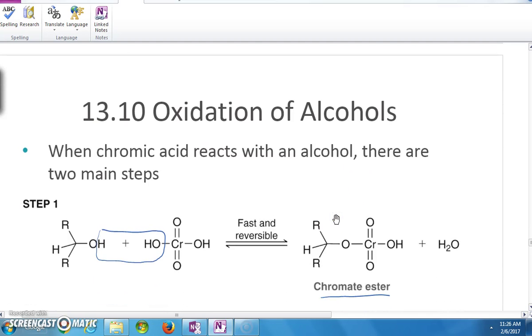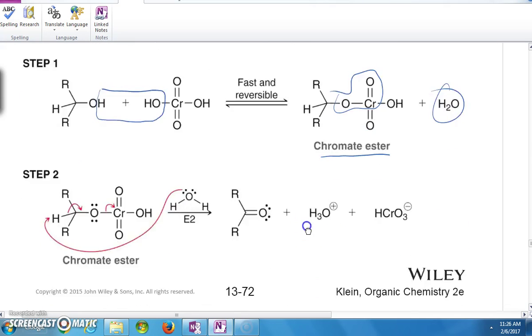Now, when chromic acid reacts with an alcohol, there are two main steps. First is more like a dehydration. You can see the loss of water, and that leads to the formation of the chromate ester. You can see here that this looks like an ester, so it's called the chromate ester. That's the very first step.